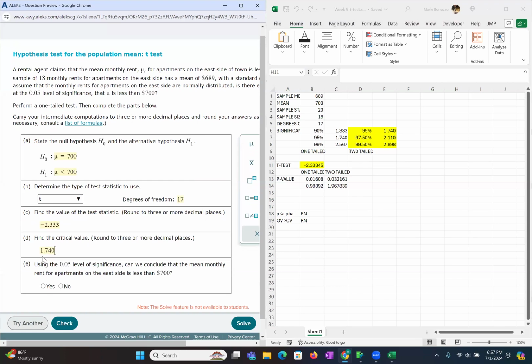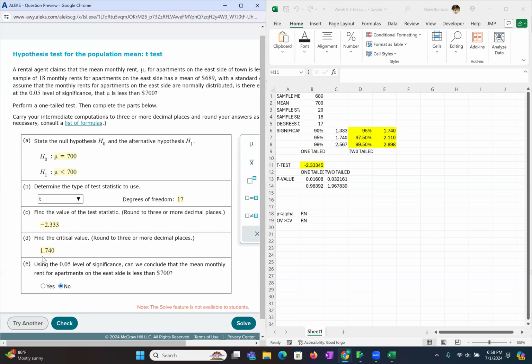P less than alpha, we're going to reject the null. P is 0.016, isn't it? Isn't that less than 0.05? Yes. So is it a yes or is it a no? So it's a no. Less than, so we reject, so no. I'm going to go with no?